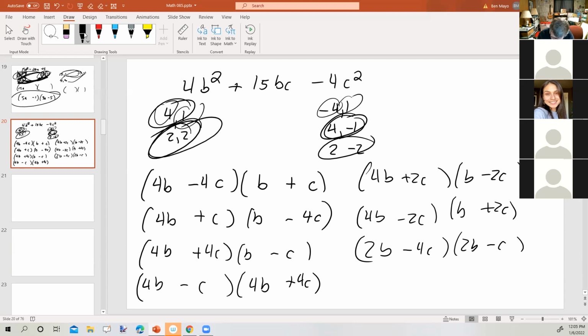Now, because these are identical, switching them around wouldn't produce anything different. So I got a 2B and then a plus 4C and a minus C. It seems kind of messy and tedious. Can you tell that I'm not really crazy about this method? Yes. Most of my colleagues prefer it.